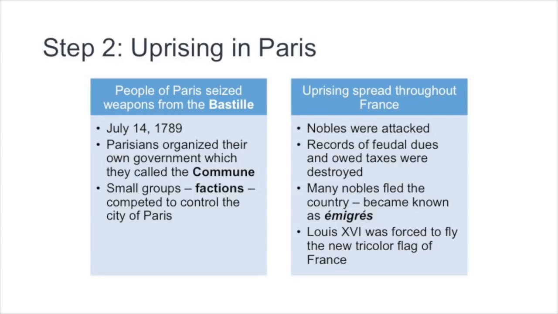Louis XVI was forced to fly the new tricolor, which was the symbol of the Estates General and the National Assembly, and the new flag of France instead of the traditional fleur-de-lis. This is the tricolor.